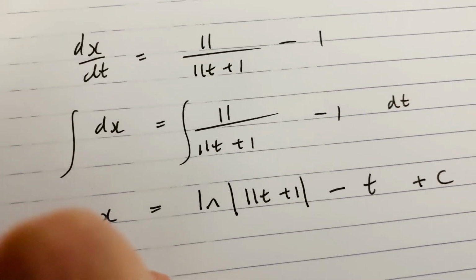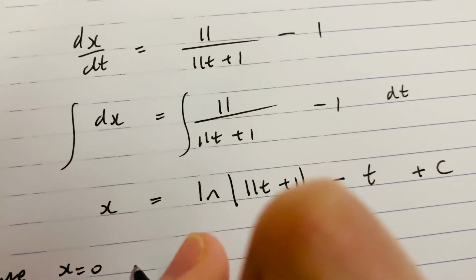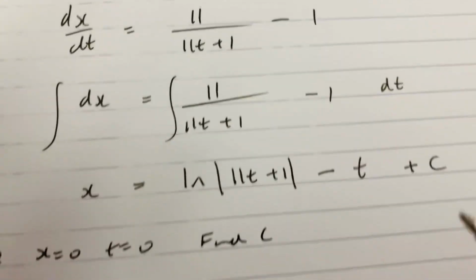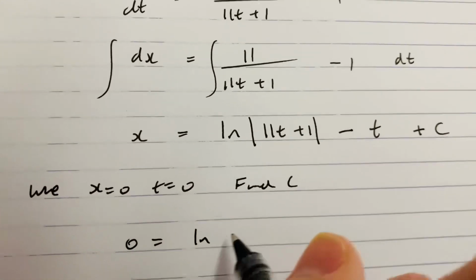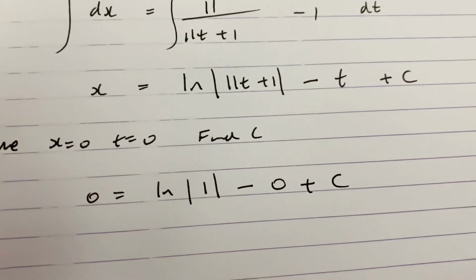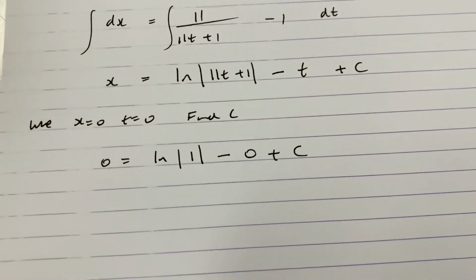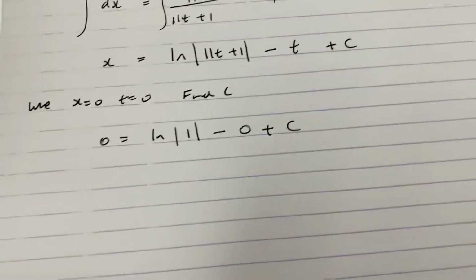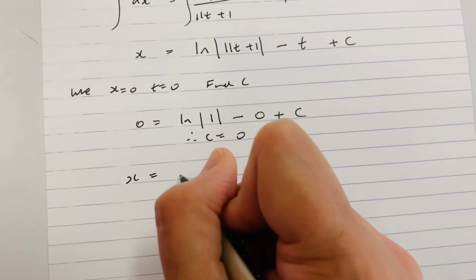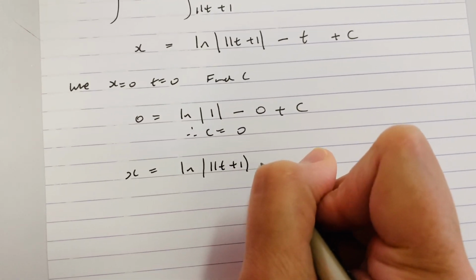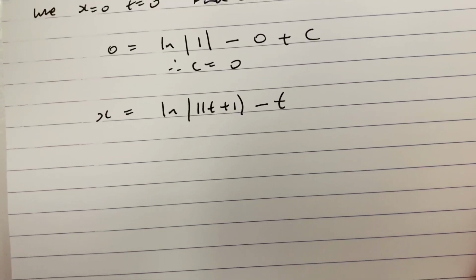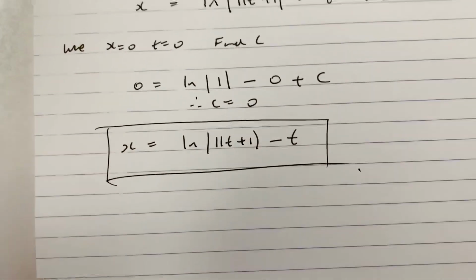And we're told that x equals 0 when t equals 0. So what's c going to be? Find c. So that's going to be 0 equals ln(1) minus 0 plus c. Remembering, what is the ln of 1? The ln of 1 is 0, so therefore c equals 0. So we've got x equals ln(11t plus 1) minus t, which is pretty nice and easy for us to use. And that is example 9.